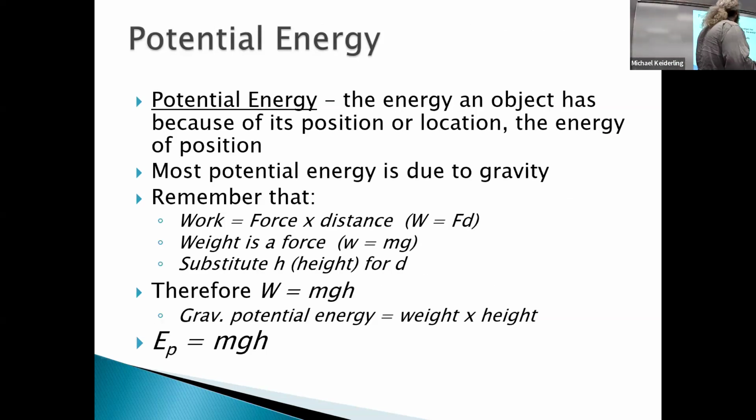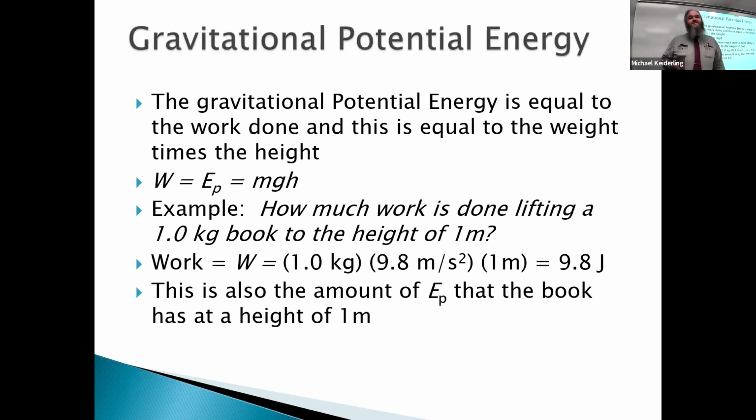There are other situations where you might want to choose strange positions for your h because it makes the math easy. So the gravitational potential energy is equal to the work done and thus equal to the weight times the height. How much work is done lifting a 1 kilogram book to a height of 1 meter? That work is going to be mass 1 kilogram times g 9.8 meters per second squared times the height 1 meter, or 9.8 joules. So this is the amount of potential energy that the book gains by being raised a height of 1 meter.